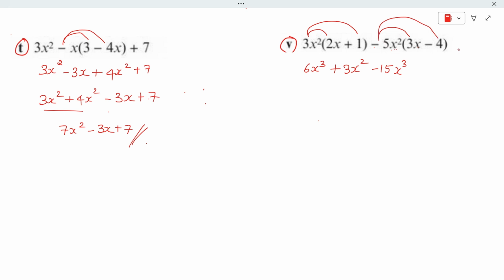So multiply with the next term. So negative into negative is positive. So 5 times 4 is 20, x square, and there is no variable, so it is just simply x square. So combine the like terms together. So 6x cube minus 15x cube plus 3x square plus 20x square. So when you simplify, negative 9, that is minus 9x cube plus 23x square will be your answer.